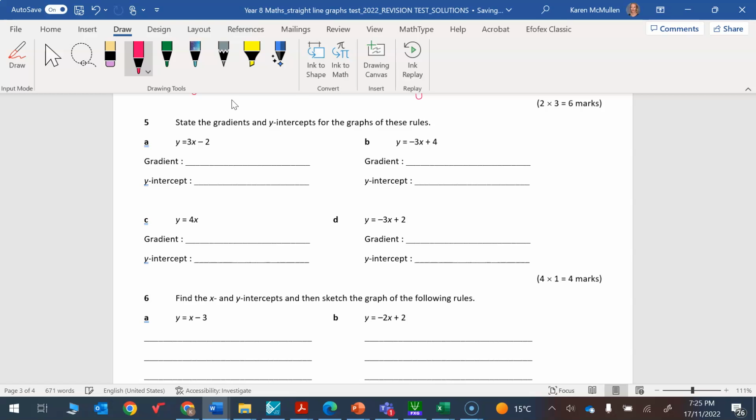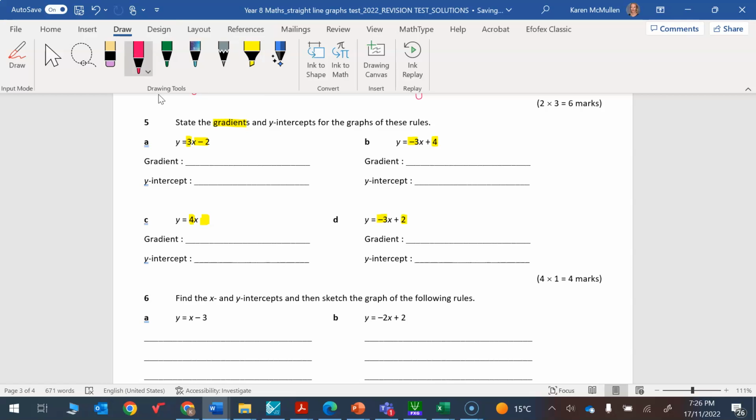All right, moving on to question 5. State the gradients and y-intercepts for the following, for the graphs of these rules. Okay, so your gradient is always the coefficient of x when it's written in this form, and your y-intercept is your constant. So I'm going to highlight all of these. Now there's nothing here, let's highlight that anyway.